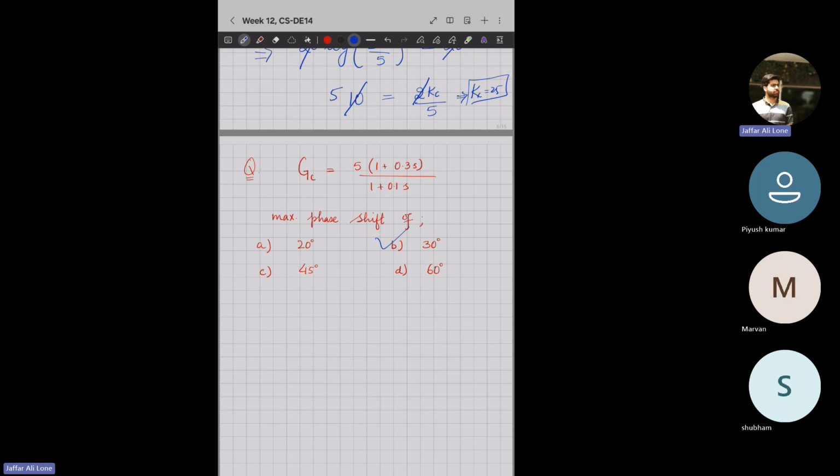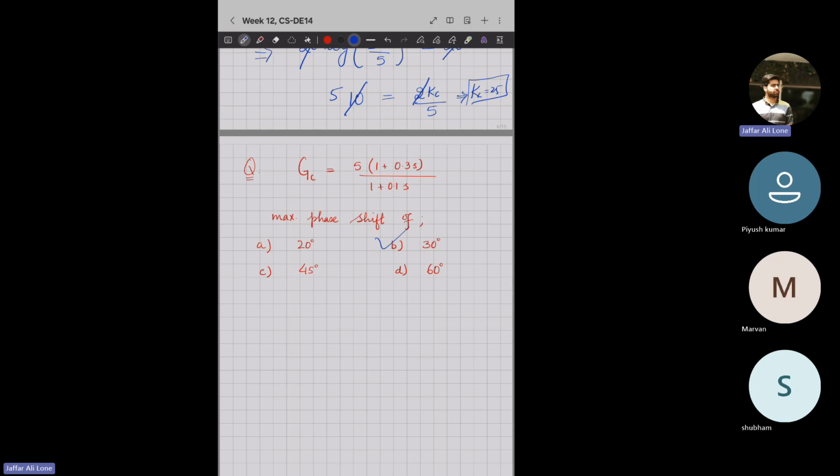Okay, now let me solve it. Omega is 5.77. Let me try, 10 over root 3. Yeah, 5.77. Very good.